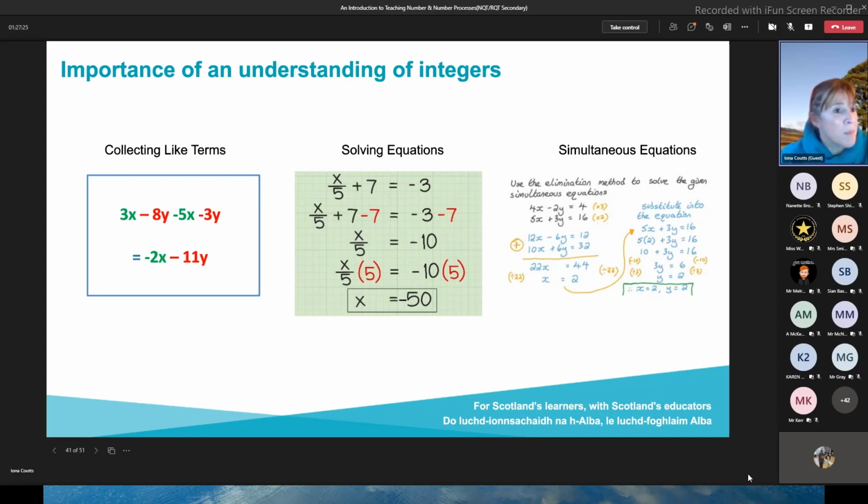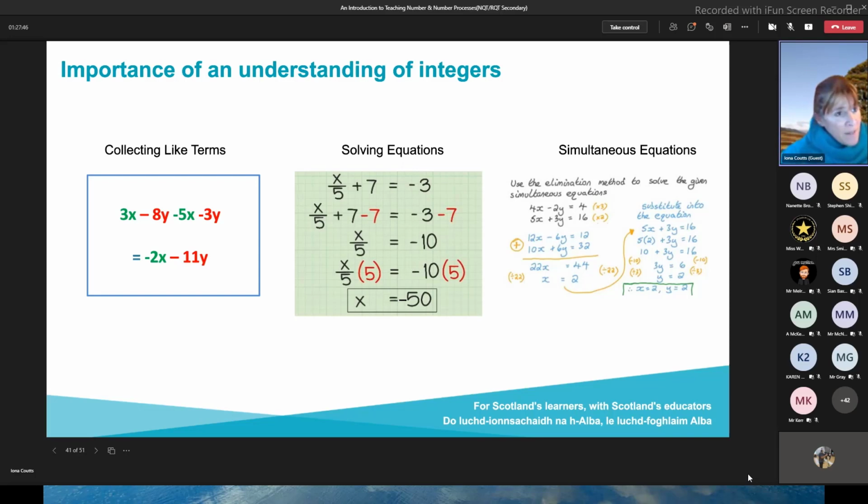You can also get double-sided algebra counters on MathSpot as well. So this is x's, and on the other side red x's, and y's in a different colour and red y's, and those can be the positive and negative x's and y's that might help them model those situations if they need a bit of support, a bit of scaffolding for collecting like terms.